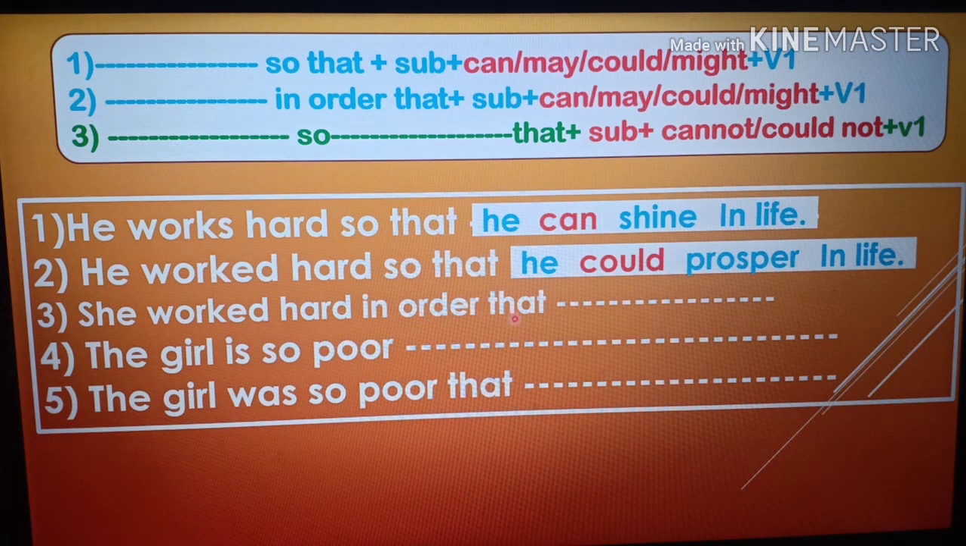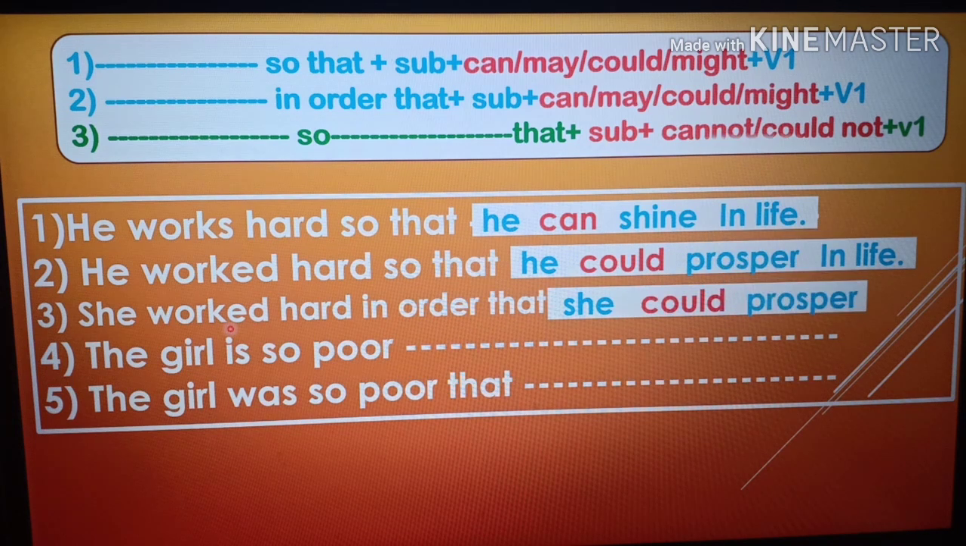She worked hard in order that. This is the rule of in order that. It is just like so that. The structure of in order that is subject plus can, may, could, might plus V1. So, she worked hard. The verb is in past indefinite. So, we have to use subject at first, she, and then could, again prosper in life or shine in life. Third one, dear students, this is the answer of the third one. Now, come to the fourth one.